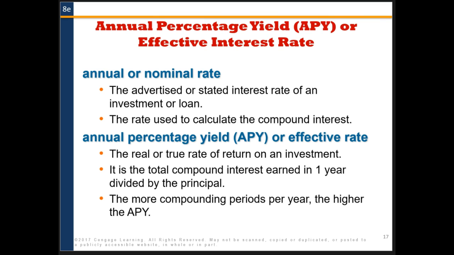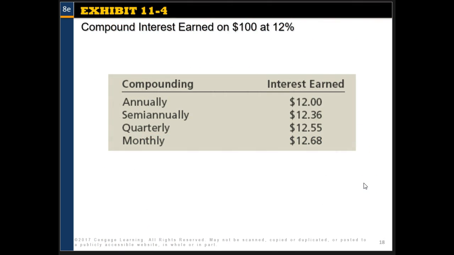So if we take a look at this next exhibit, you can see compound interest earned on $100 at 12%. If it compounds annually, then you would earn $12, semi-annually $12.36, quarterly $12.55, and then if it compounded monthly, you would earn $12.68. So you can see the difference that different periods make on the amount of interest earned.